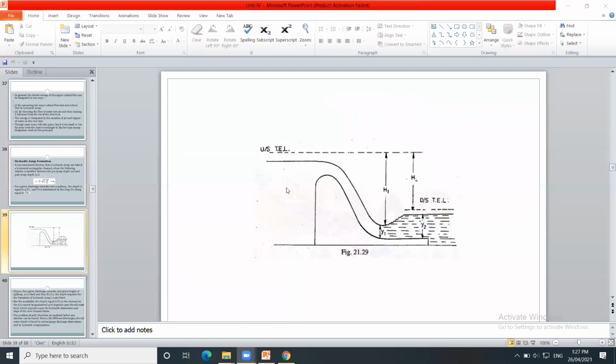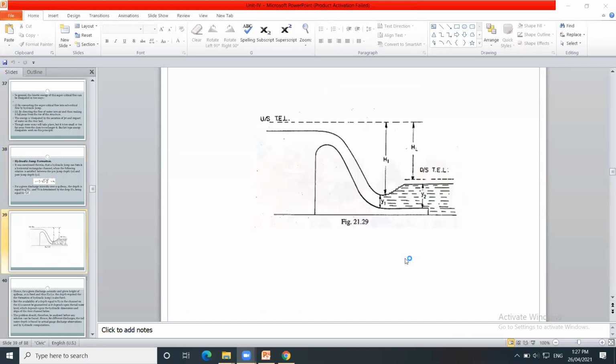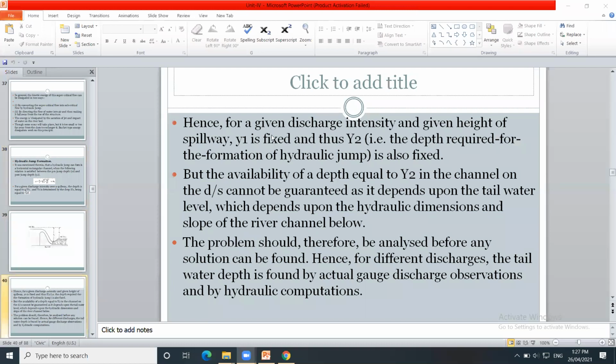This is a hydraulic jump formation. Hence, for given discharge intensity and given height of spillway, y1 is fixed and thus y2 is also fixed. The depth y2 is the depth required for the formation of the hydraulic jump, from y1 to y2. But the availability of depth equal to y2 in the channel downstream cannot be guaranteed, as it depends upon the tailwater level.